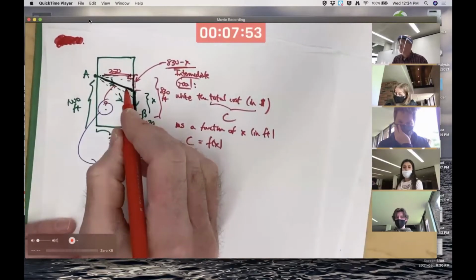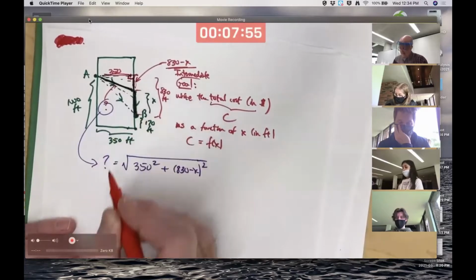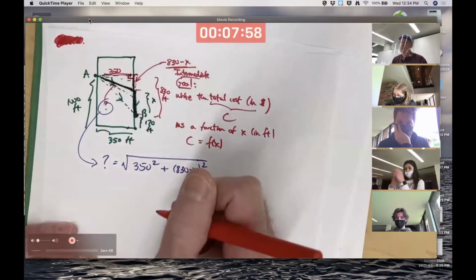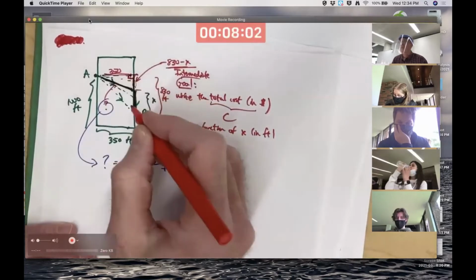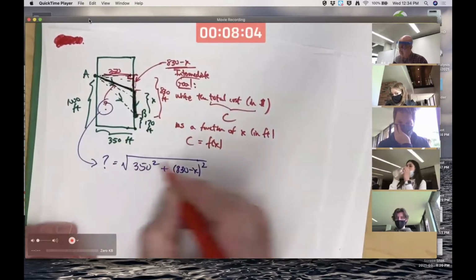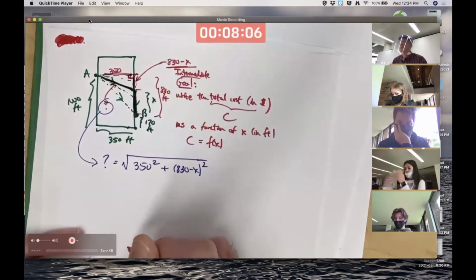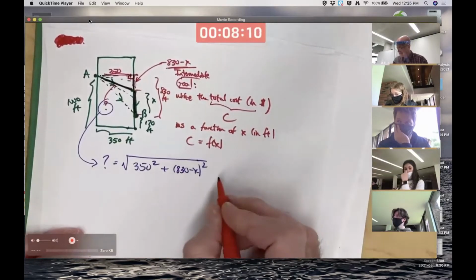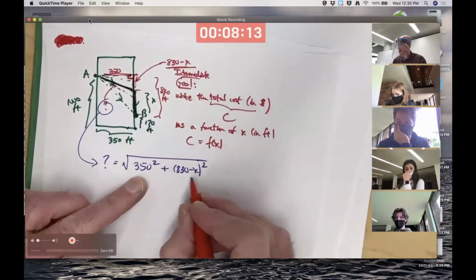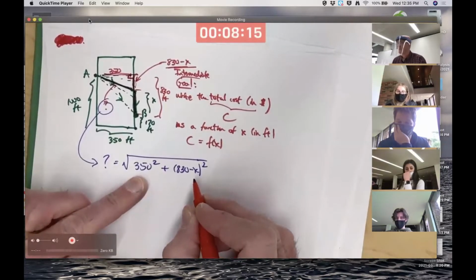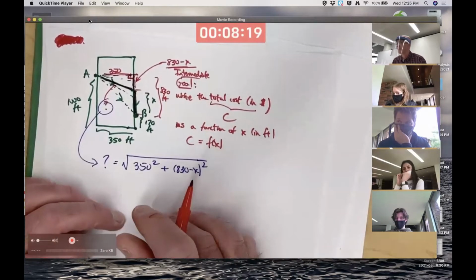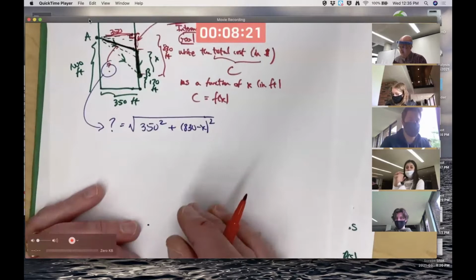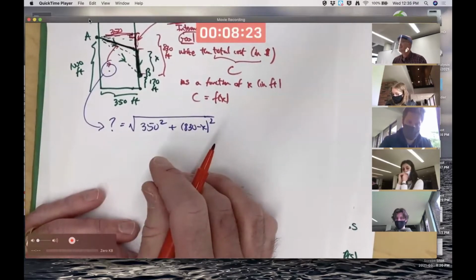This side is the hypotenuse of that triangle. So its length squared equals the sum of the squares of the lengths of these two sides. And therefore, the length of the hypotenuse itself is the square root of the sum of the squares of the lengths of those two sides. Careful though, this does not simplify to 350 plus 830 minus X. When you take the square root of the sum of two squares, you cannot just get rid of the square root like that. So we have to work with this function as it is.